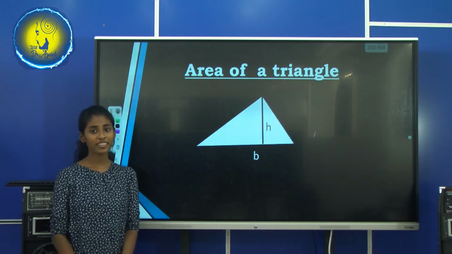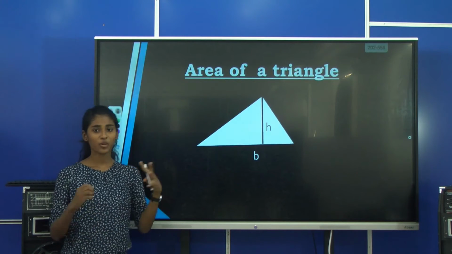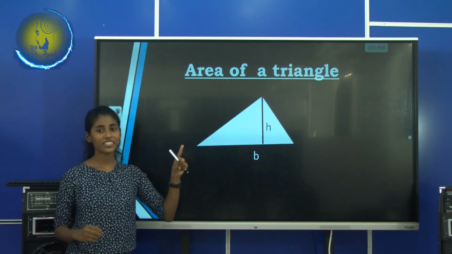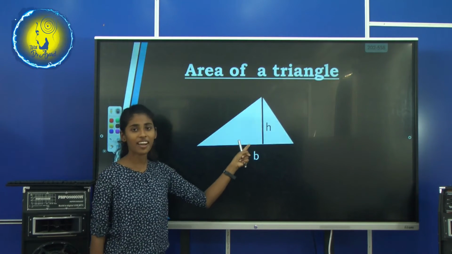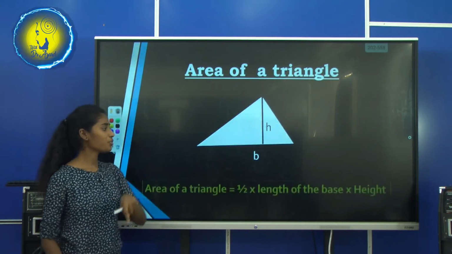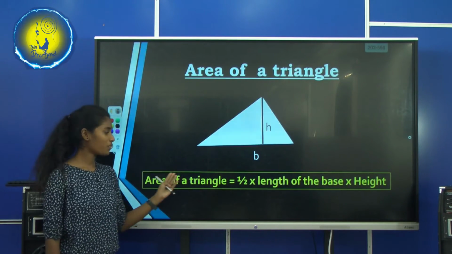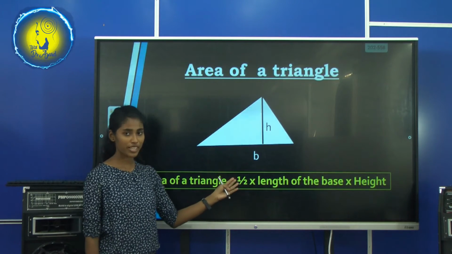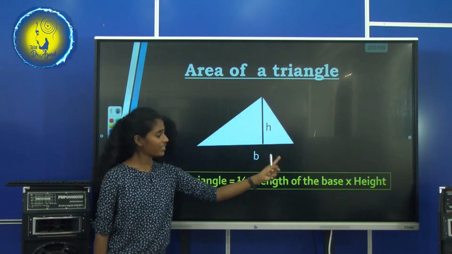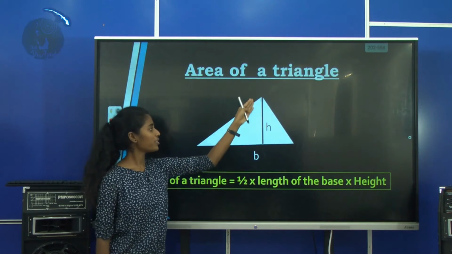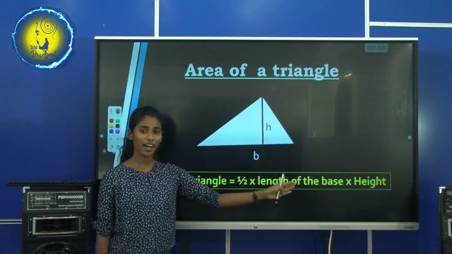Now we are going to find the area of a triangle. What is a triangle? A triangle is a closed figure which has 3 sides. This is the base of the triangle and this is the height of the triangle. To find the area of a triangle, you can use this equation. Area of a triangle equals half into length of the base, that means the magnitude of this side, into height, the magnitude of this side. Half into length of the base into height.